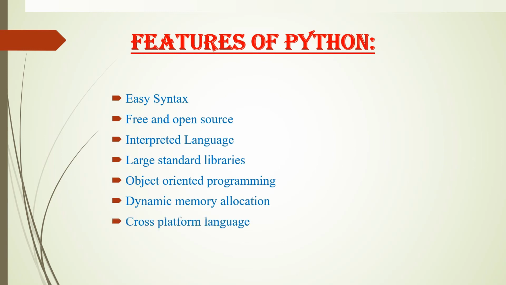7. Cross-platform language. Python can run equally on different platforms such as Windows, Linux, Unix, etc. So, we can say that Python is a portable language. It enables programmers to develop software for several competing platforms by writing a program only once.